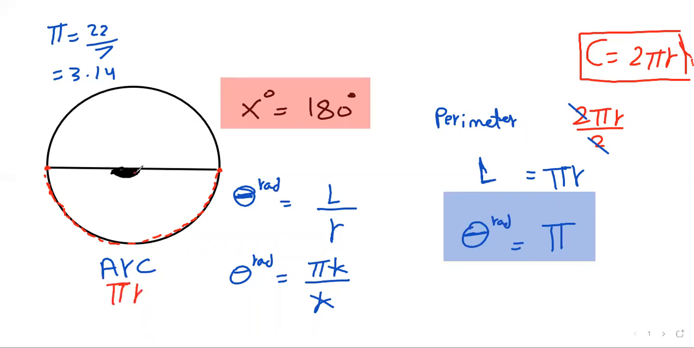So I want to find the theta radian. Theta radian equals L over R. I canceled R and R, and you are left with theta radian equals pi.